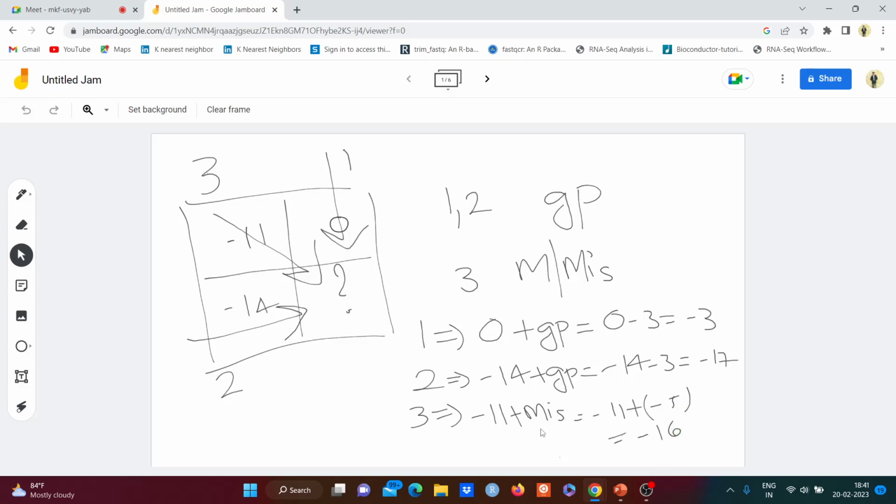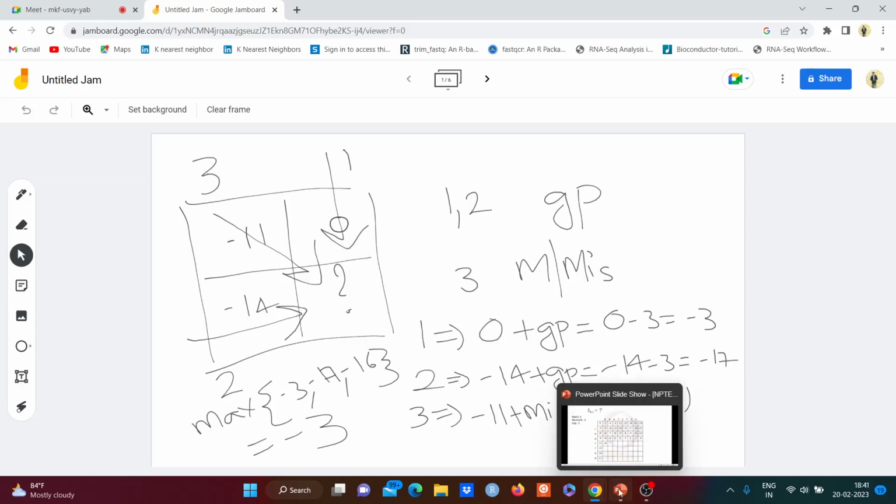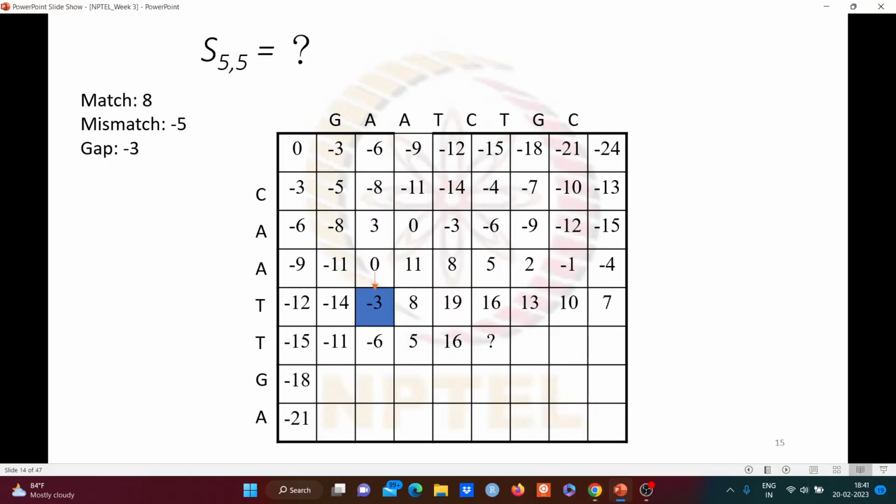Here we need to get the maximum of minus 3, minus 17 and minus 16. So the answer is minus 3, and it has come from the topmost 0 cell. Okay, similarly, can you calculate for the S5,5 cell?